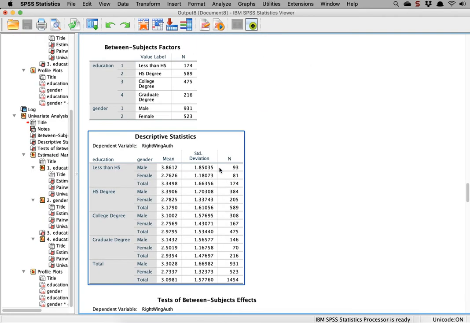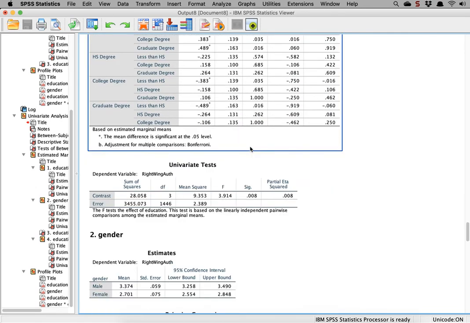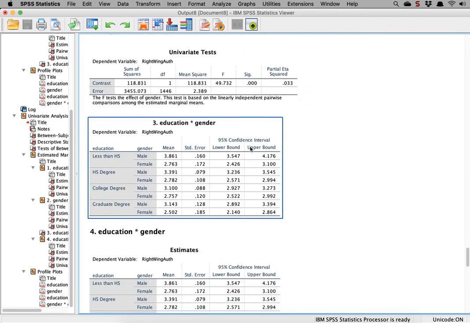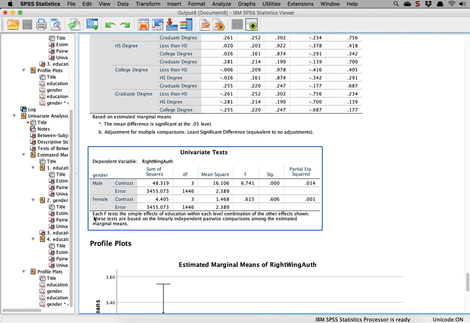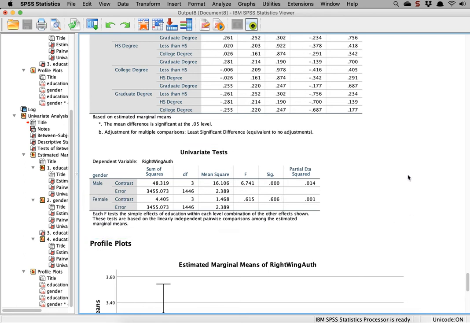I'll get the analysis again, but I'll get an extra analysis. If you look for it, you'll see it. You're looking for the one that says simple effects. Here it is. It's just another set of univariate tests, but each F tests the simple effects of education within each level combination of the other effects shown, which in this case was gender. These tests are based on the linear, and so on. So basically, I've done two one-way ANOVAs, and I could have actually done it that way. It just takes more work.